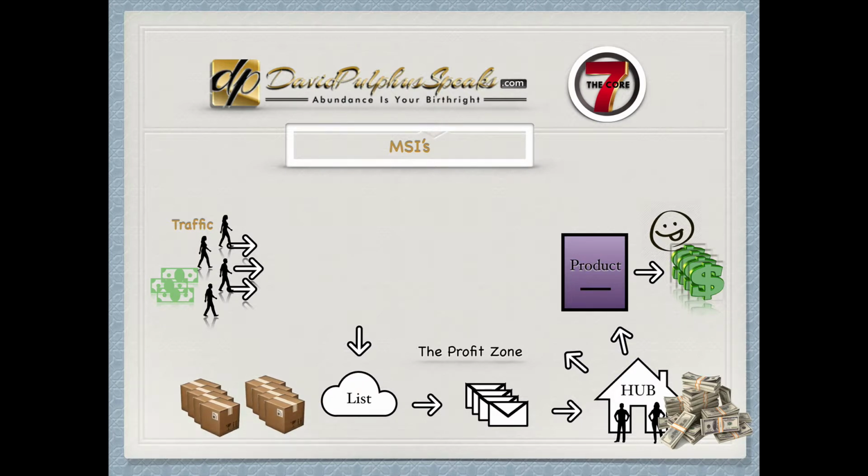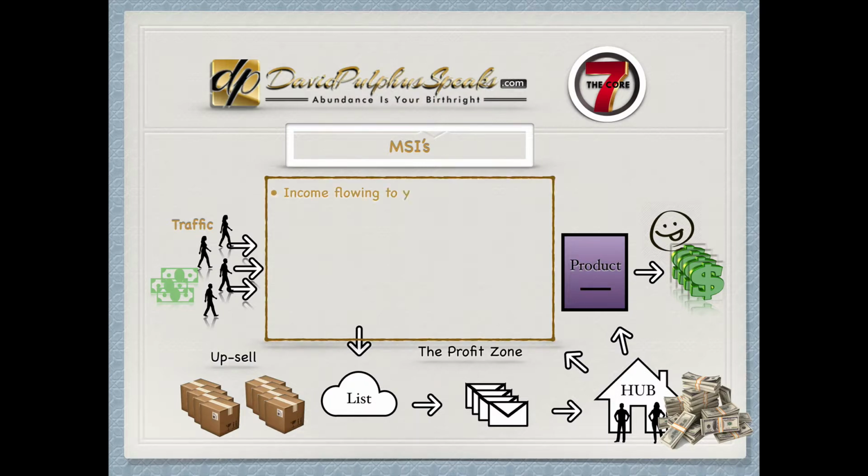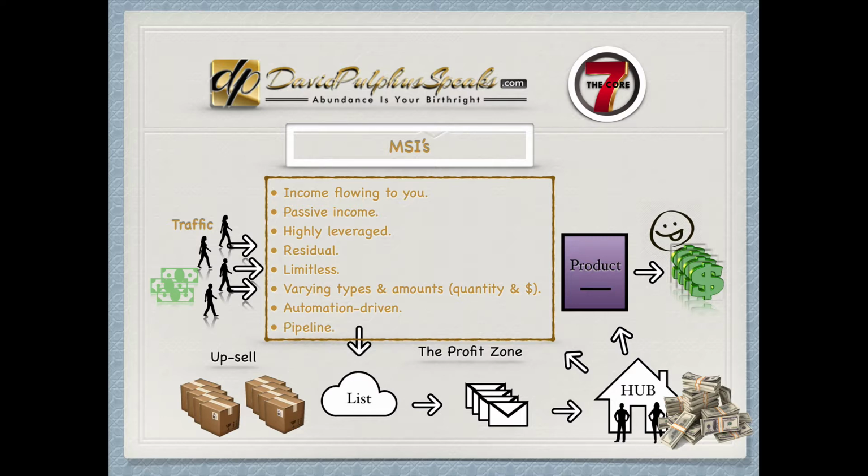You get to do cross promotions, not just upsells, but you can sell other products that you believe in, that will add value to your particular customers that you had deemed fit. They'll be a perfect match for. This is your MSIs. This is income flowing to you. If you learn how to do it correctly, you can build a system around this bad boy so it can be automated. You don't have to do it one time and then repeat the process. You have passive income. It's highly leveraged.